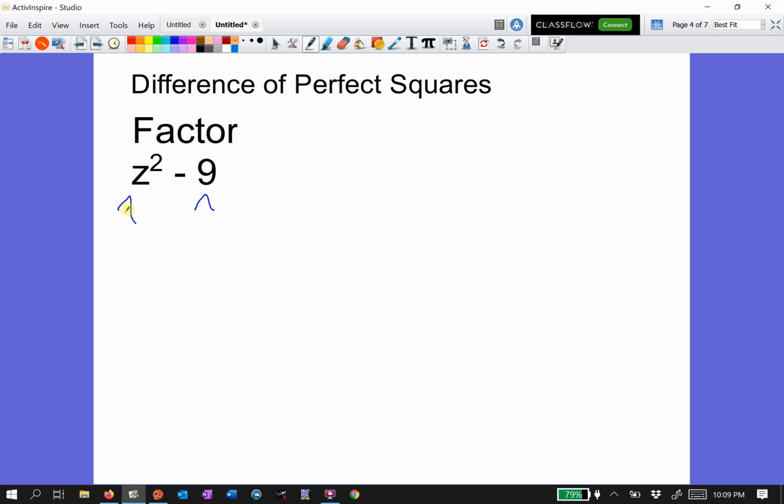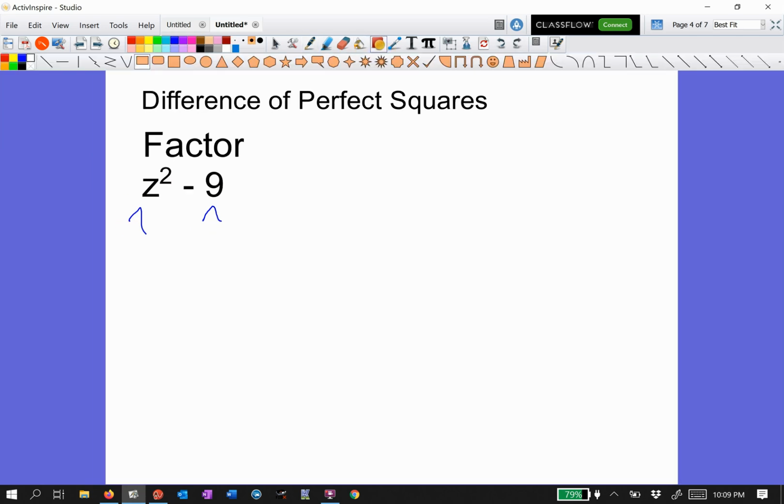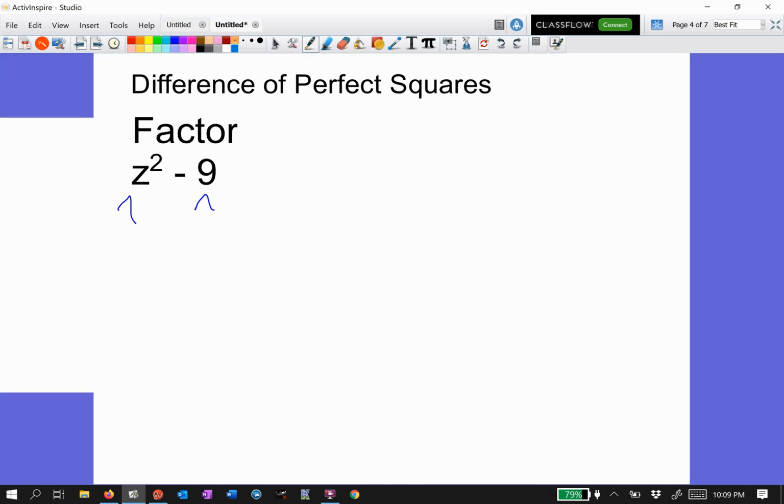So when I do that, I'm just going to draw two arrows like this. And I'm going to figure out if these are perfect squares. So z is, well, it's z times z. There's two of them. Next thing, I've got 9, which is 3 and 3. Now, what's hugely important is that this right here has to be a minus sign or a negative. If it is not, this will not work. If it is positive, this does not work. But since it is not positive, this is going to work just fine.